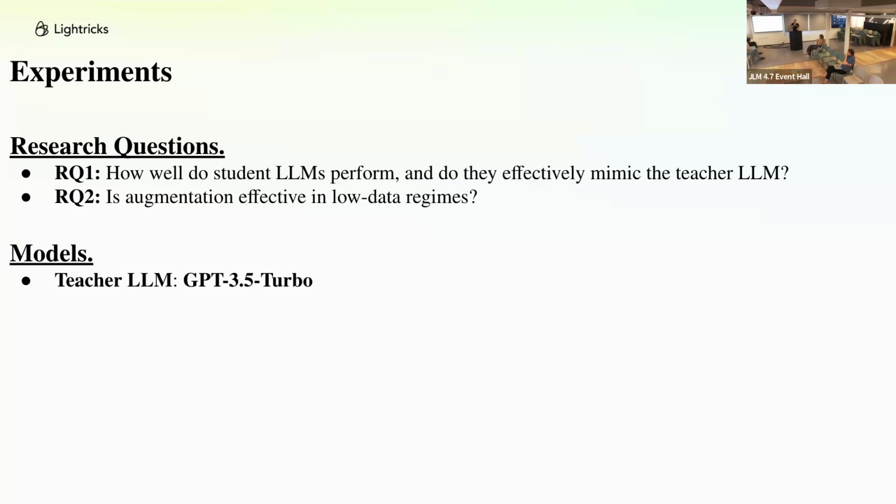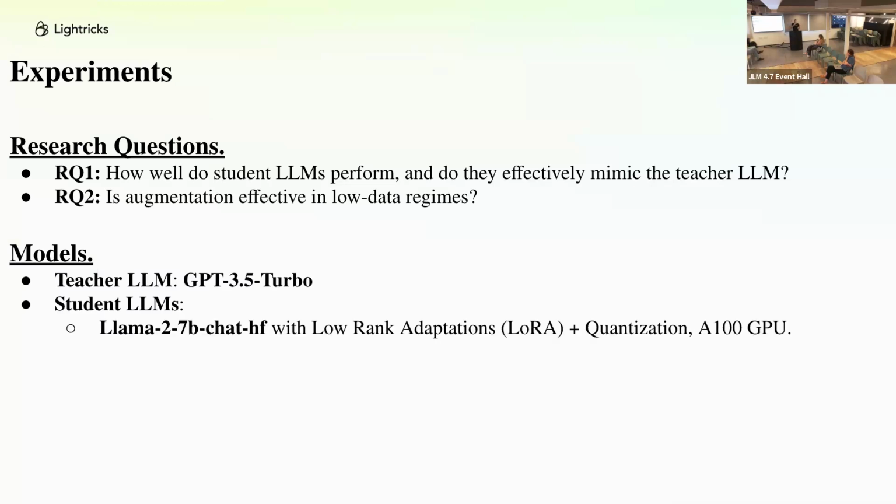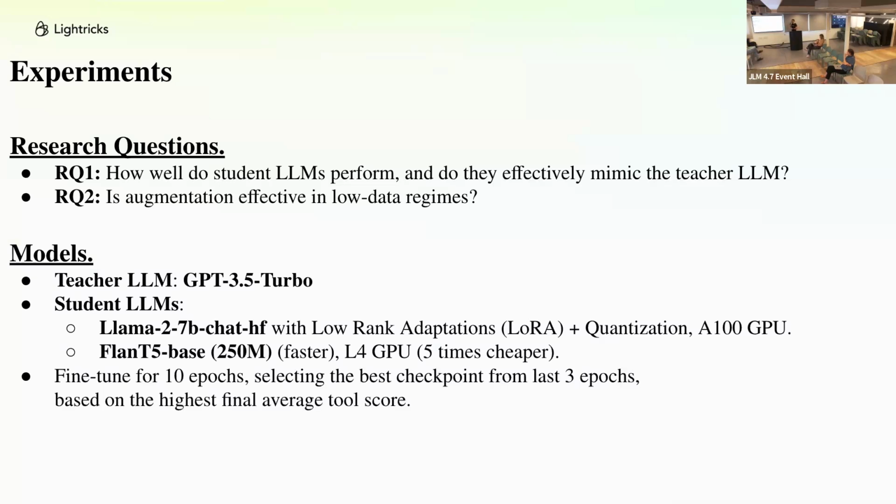So for our experiments, our models are, again, the teacher GPT 3.5 Turbo, and the students: we have Llama 2 7 billion chat with LoRA and quantization, which runs on an NVIDIA A100 GPU. And we have Flan-T5 base, the smaller LLM, which is faster and also runs on an L4 GPU, which is 5 times cheaper. We train both of the models for 10 epochs and select the best checkpoint from the last 3 epochs. And the metric is the overall score, the final average of the tools. So we don't take the result in the last epoch, we take the maximum over the last 3.